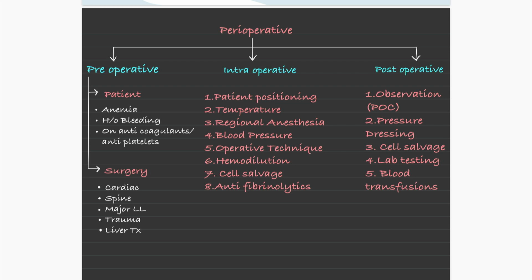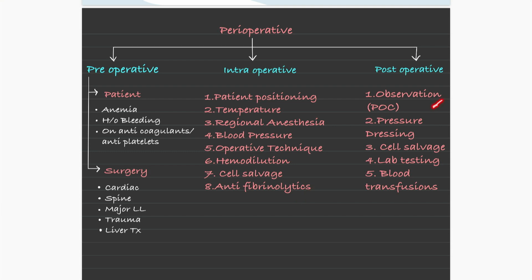Intraoperative blood conservative measures, there are many factors. We will discuss each of them in detail. We are just listing them. Patient positioning affects blood loss. Temperature of the patient affects blood loss. Same with regional anesthesia, and the baseline blood pressure of the patient affects blood loss. Operative technique we will discuss in detail. Hemodilution is also affecting blood loss. Then cell salvage can be used to conserve blood, and antifibrinolytics can be used to conserve blood.